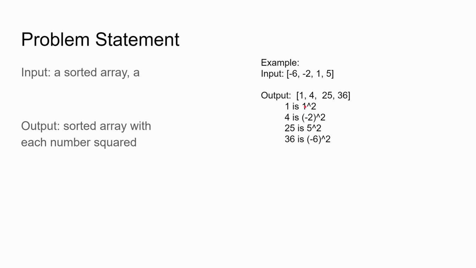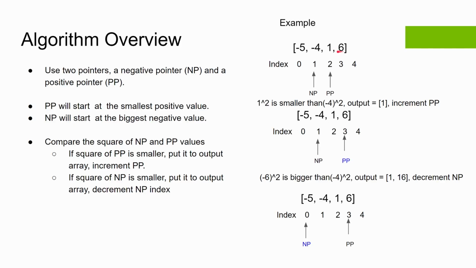1 is 1 squared, and 4 is -2 to the power of 2, 25 is 5 to the power of 2, and 36 is -6 to the power of 2. So the output is 1, 4, 25, 36.